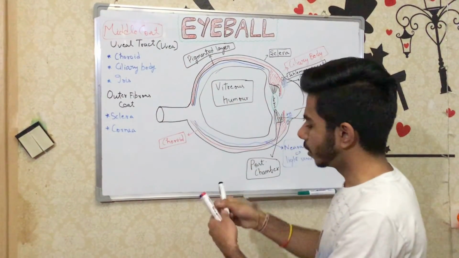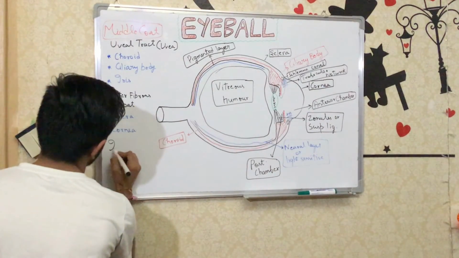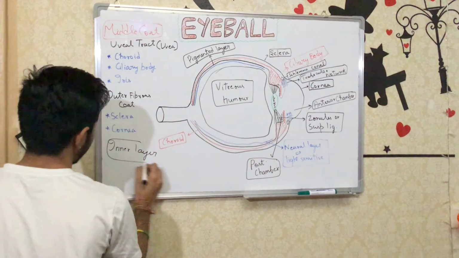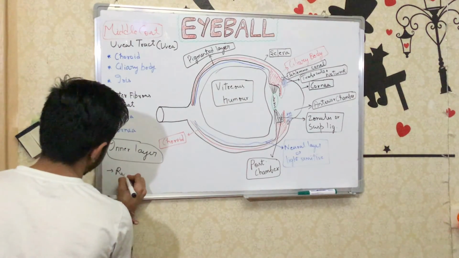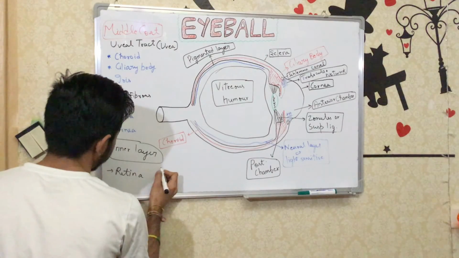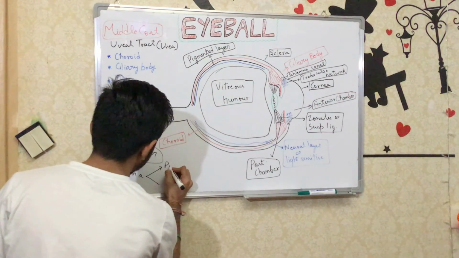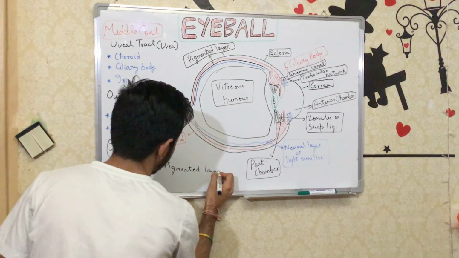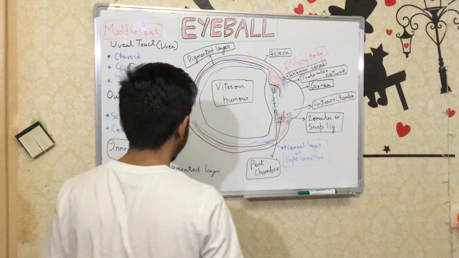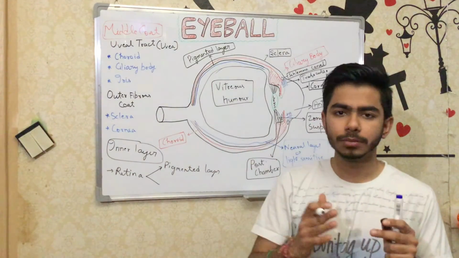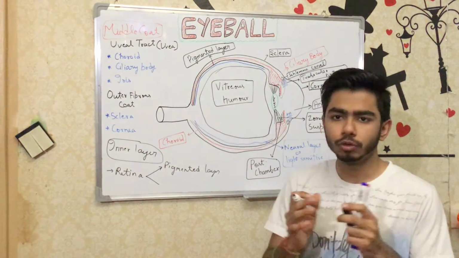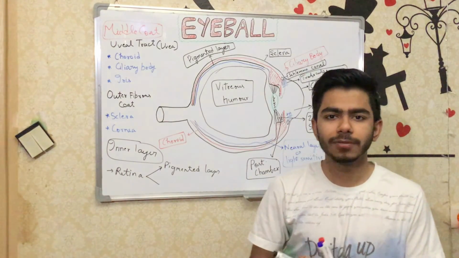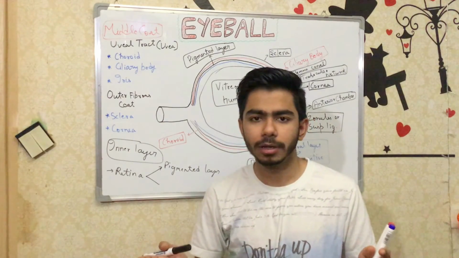Then we have the inner layer. In the inner layer, we have the retina, and the retina has two portions. First the pigmented layer, which is completely opaque, so that the light that comes is not absorbed. It should be reflected. Whatever light is coming onto the retina must be reflected so that we can actually see the objects properly.